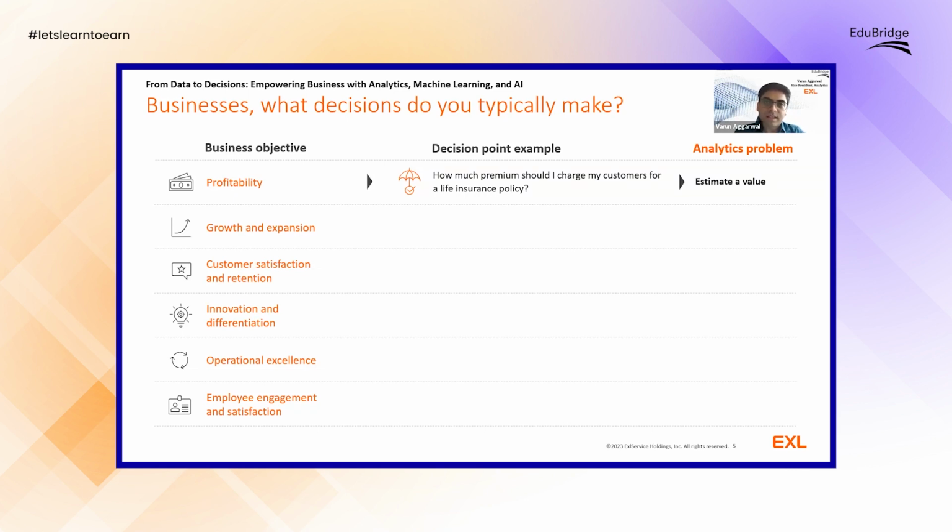So hence, it's extremely important to translate these high-level objectives into specific questions, and to solve those questions or problems, we need to apply analytics using data. On the right-hand side, I'm also trying to translate each decision point into an analytical problem so that we understand what kind of variety exists in real life in terms of solving business problems.